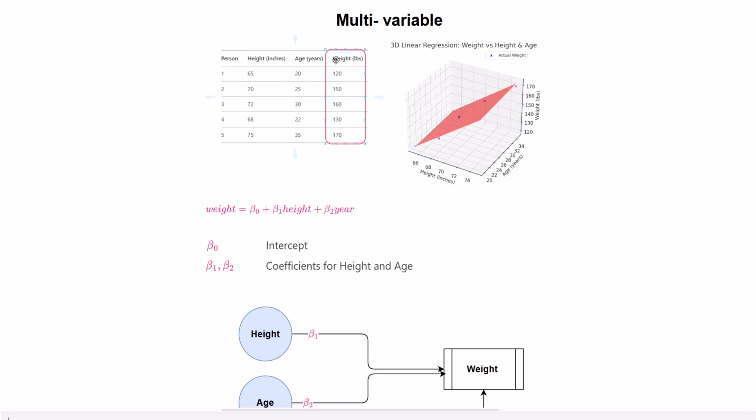So now we need to find the weight, right? And the weight is equal to beta 0 plus beta 1 multiplied by height plus beta 2 multiplied by age. When I change this to age, I don't know, it's converted to greater or equal. I have no idea why, but that's why I just move it and change it to year.